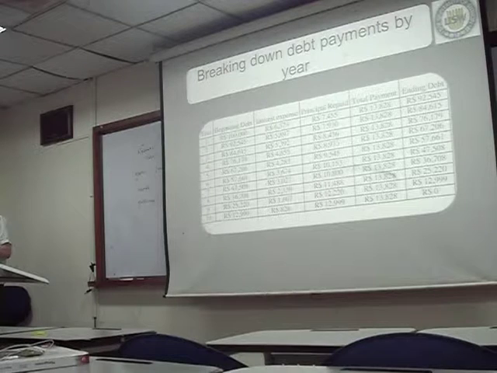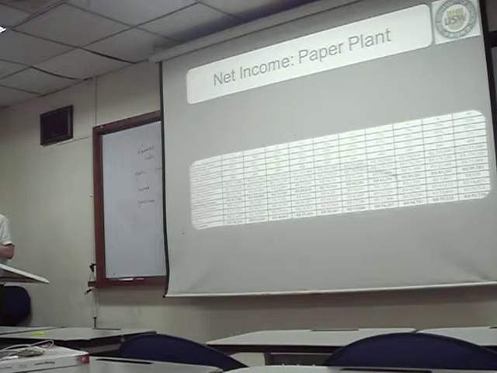So we break that down by year then. We break down the debt payments by year. This is the debt at the start. Interest expense, principal repaid. Do you understand principal repaid? And the total payment and the ending debt. So we pay back the loan over 10 years and we end up with zero at the end. Because we're paying back principal, the interest expense is lower every year. So we're interested in the interest expenses.